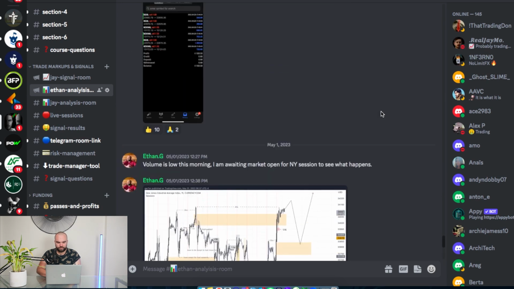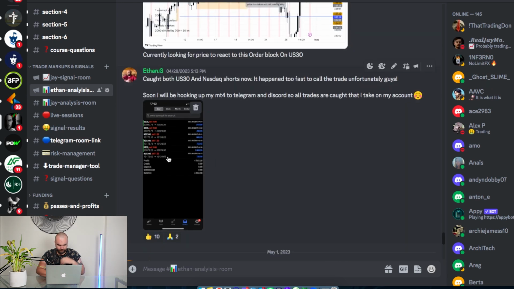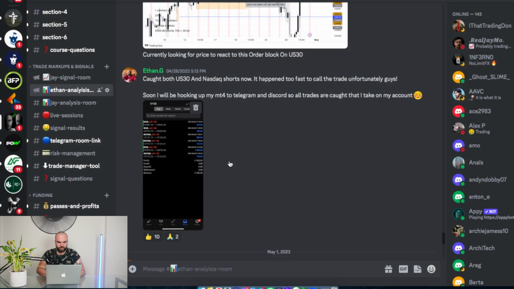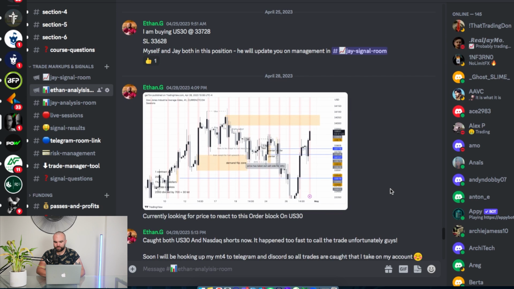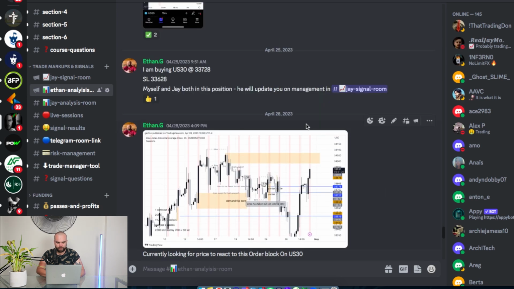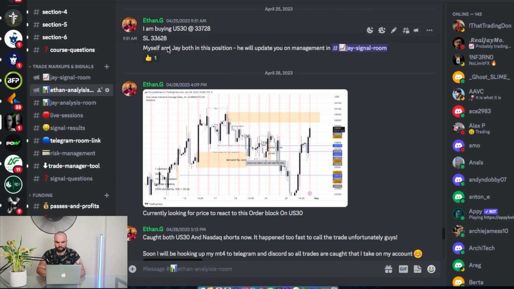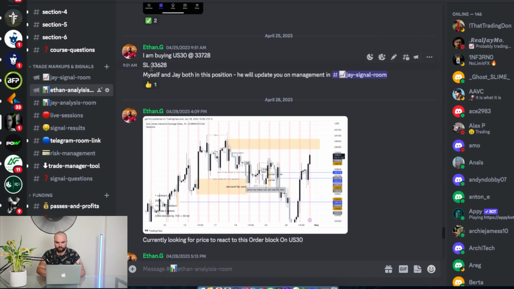Yesterday I managed to catch a pretty good move on US 30. Here is a trade that I took recently. Again, I'm trading multiple accounts, so some of these won't be matching. So this was a trade that hit TP1 for myself and Jay. We were both in it, and he managed the position in his signal room.